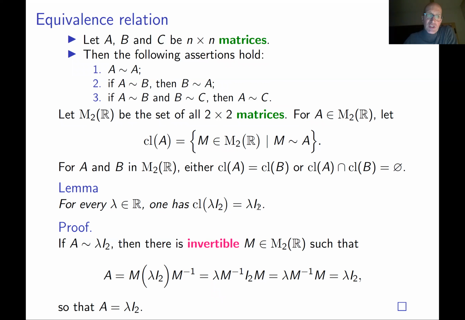Okay, how to prove this? Basically by definition, if A is equivalent to lambda times identity, then there exists an invertible matrix M such that A is M times lambda times identity times the inverse of M. But multiplication by lambda commutes with multiplication by matrices, so you can put lambda outside, and then identity multiplied by M is M, and then M times the inverse of M cancels and becomes identity. So you prove that A is equal to lambda times identity.